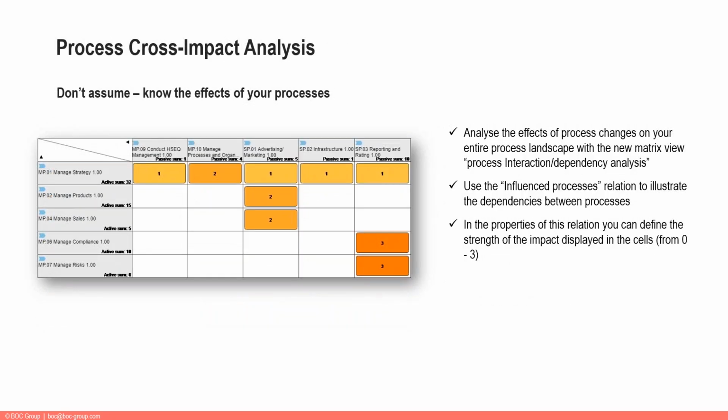With the process cross-impact analysis, or impact analysis, whatever you want to call it, the main point, if I can summarize, is don't assume, know the effects of your processes, right? With this ability, you can analyze the effects of process changes on your entire process landscape, to help you make specific decisions regarding whether we should do a change, and if not, how we can mitigate any negative consequences associated with the change. That information can be documented in terms of a strength from 0 to 3, and then given a particular number, or rather color, associated with the heat map, helping you hone in on the most impactful processes. That would be the benefit there.